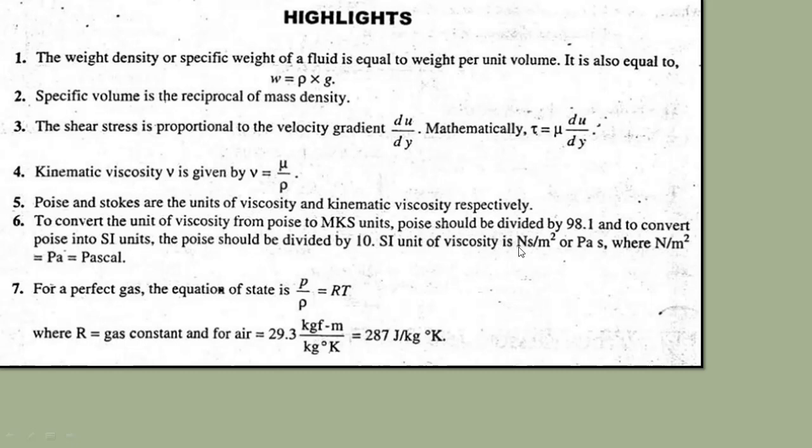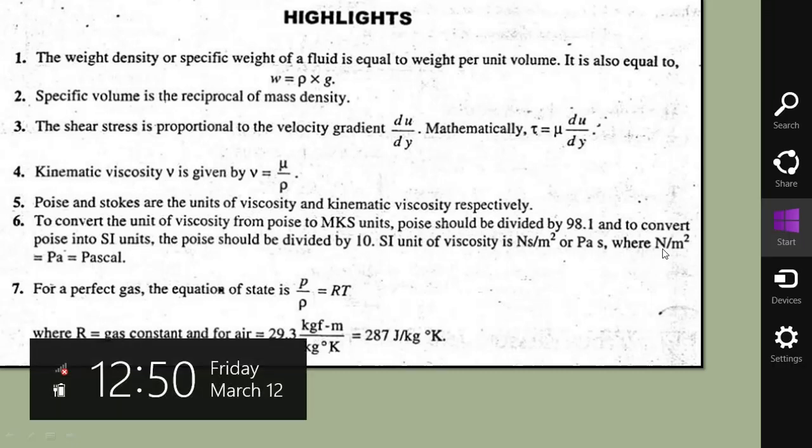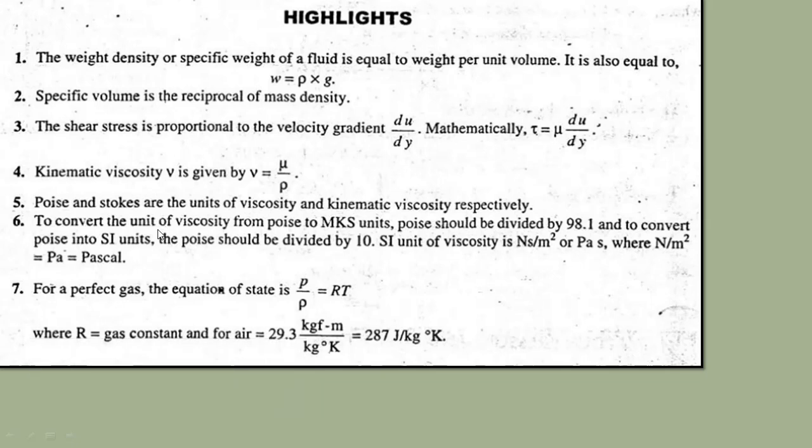The SI unit of viscosity is Newton second per meter square or Pascal second, where Newton per meter square is equal to Pascal. So Newton second per meter square is the SI unit of viscosity, and it is also written as Pascal second. So Newton second per meter square is equal to Pascal second, because Pascal is equal to Newton per meter square.